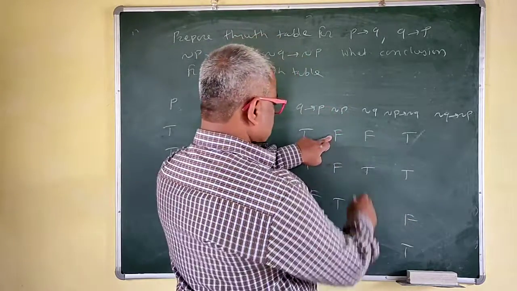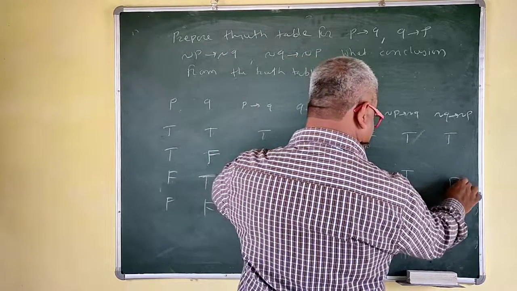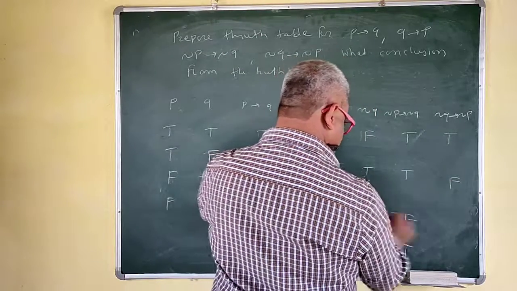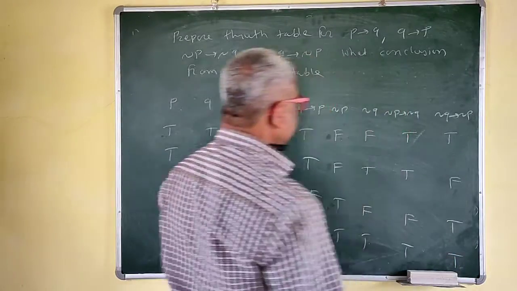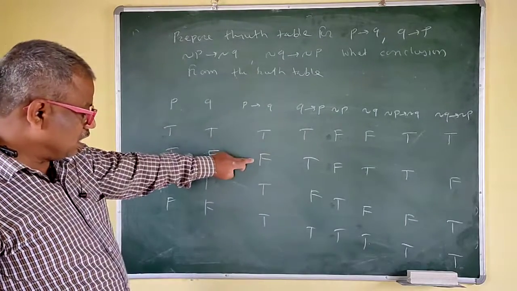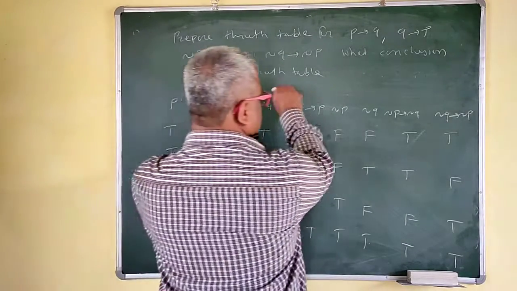Now the reverse. F implies F is T. T implies F is F. F implies T is T. T implies T is T. Now see this, T F T T. Where do we get T F T T? Now here. See.